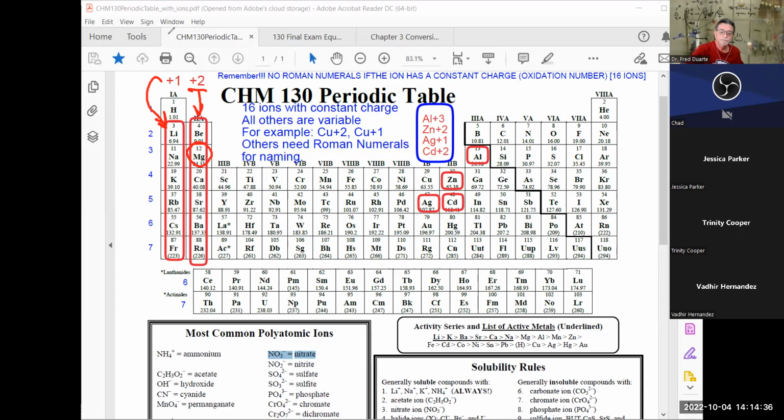And then the ones I circled here, aluminum will always have a +3. Zinc and silver and cadmium, which are in the B metals, the transition metals, which have a variable, those 3 are the only ones other than the other ones that always have a constant oxidation number. Zinc +2, silver +1, cadmium +2, and aluminum. So there's 16 elements, that's important, 16 elements, metals specifically, that have a known oxidation number. And therefore, they would not use the Roman numerals to identify them.